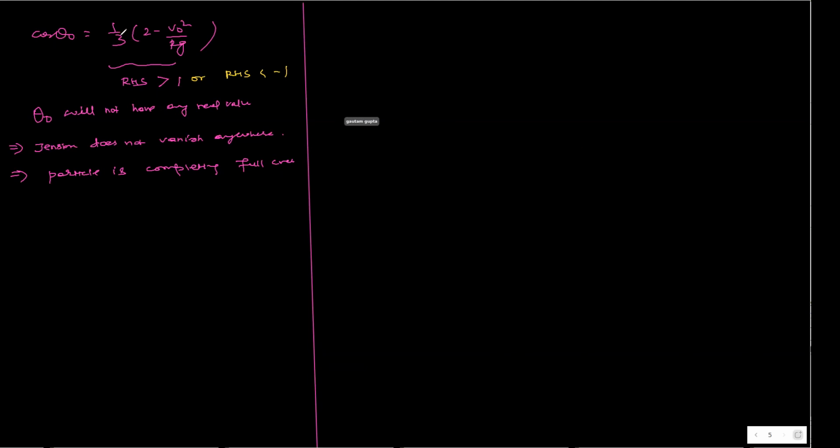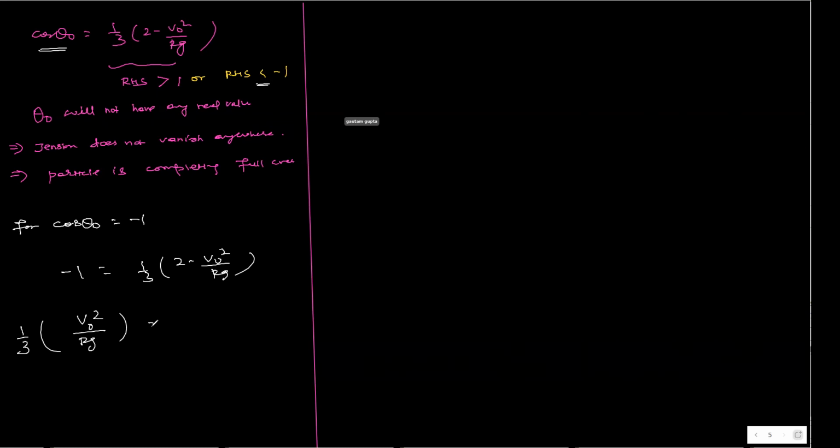So let's say for a given value of V naught, I have to find out what should be the V naught minimum so that it completes the circle. So I will go into the extreme. I will write, if cos theta naught is just -1, then -1 is equal to 1 by 3 into 2 minus V naught square by RG. So from here you will get V naught square by RG into 1 by 3 is equal to 5 by 3. That means V naught square you will get 5 GR. This is the condition that you have got before also. So V naught is root 5 GR.